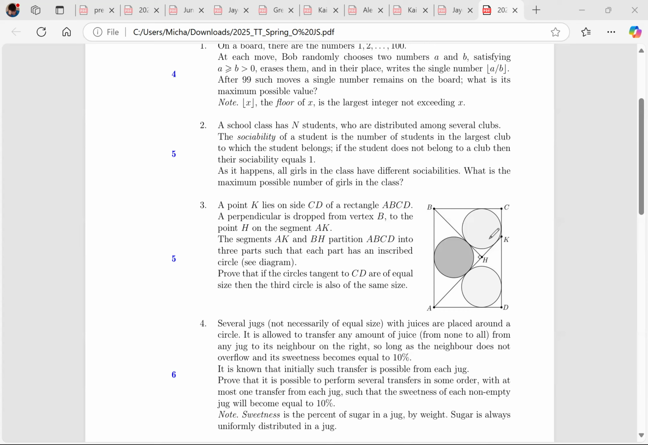For example, if I just said, because the two circles are equal, the third one's equal. Is this argument correct? No. Well, the statement's true, but there's no argument there, you understand?